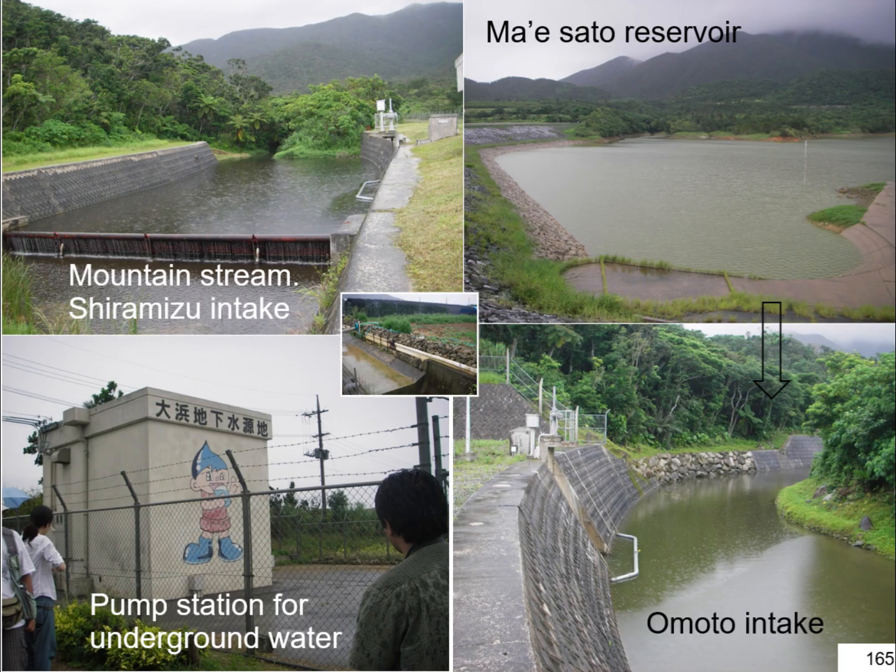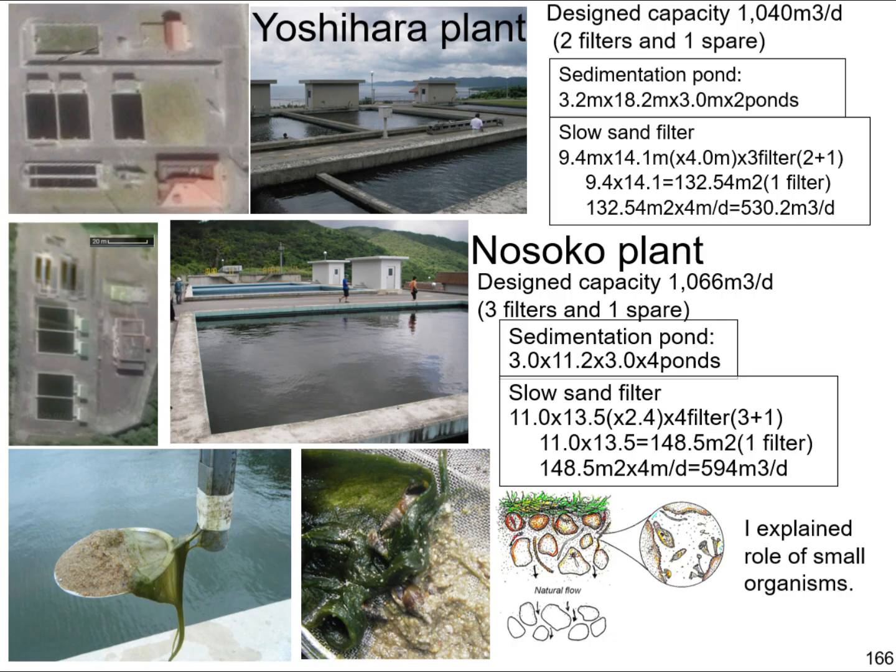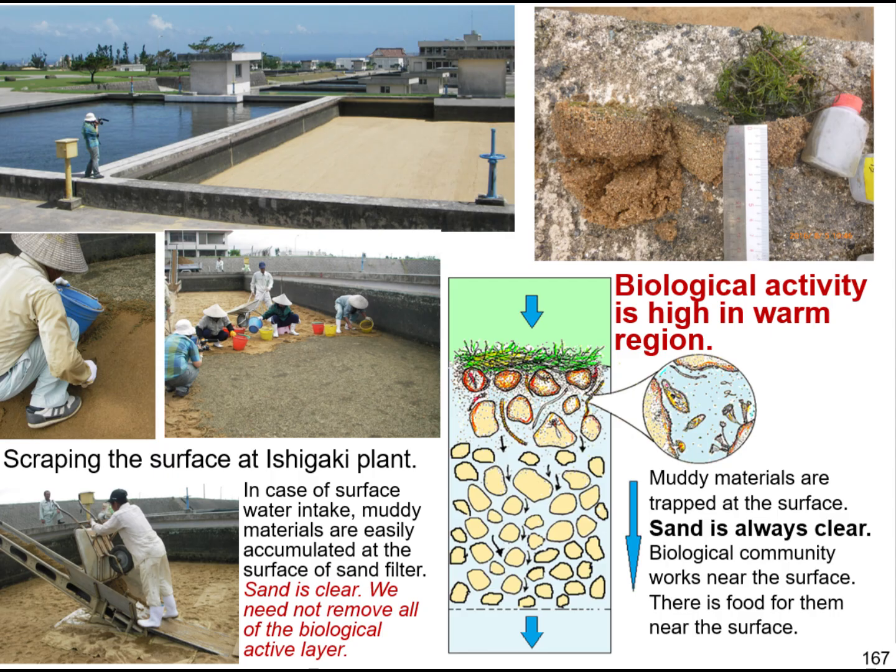We visited different water sources: a mountain stream, a reservoir and a pump station for underground water. There are small water purification plants at Yoshihara and Nasoko. I explained the role of small organisms at these plants. Scraping the surface at Ishigaki plant.